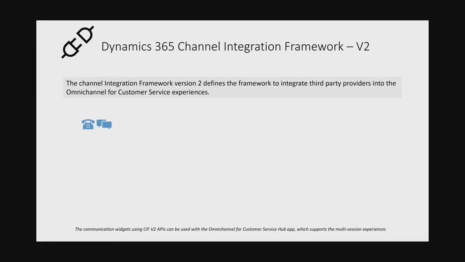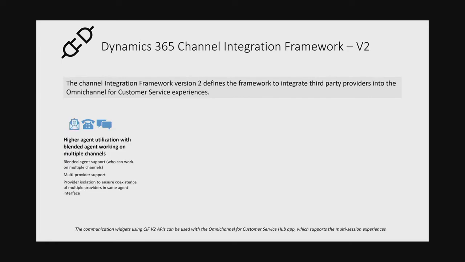It allows you to integrate a third-party provider into our omni-channel for customer service experiences. Omni-channel for customer service provides some basic channels: you can take a case channel or entity routing channel, the live chat channel provided by Microsoft, SMS powered by Telesign, and our Facebook messaging channel. If you want telephony or any other channel that we do not provide, you can integrate it using this CIF v2. So this is the extensibility which makes the whole system complete. If you want a comprehensive omni-channel system, CIF v2 can help you.